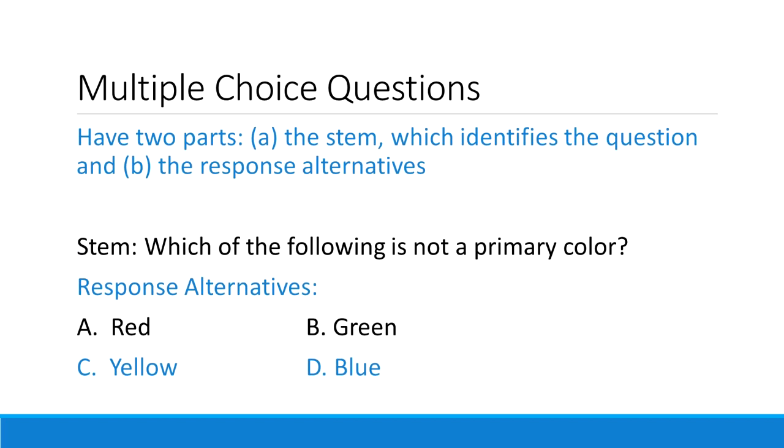So multiple choice, how is that created? It basically has two parts, the stem, which identifies the question, and then the response alternatives, such as, which of the following is not a primary color? And then you have your responses, red, green, yellow, or blue.